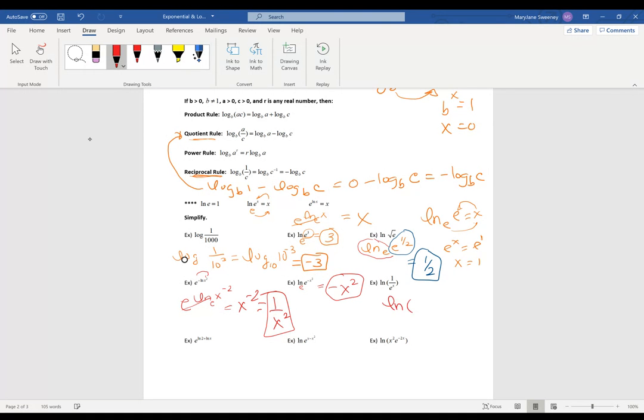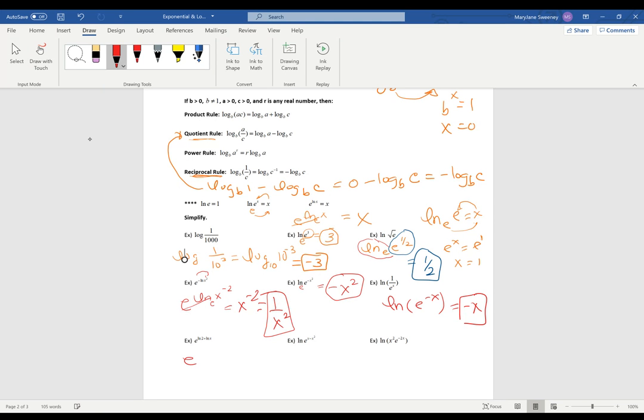This is ln of e to the negative x, right? 1 over e to the x can also be written e to the negative x, because you're flipping the e to the x up, which means the exponent gets negated. And then ln and e cancel each other out, because ln is a log with base e. This is a power with a base of e. So they cancel each other out, and we just have negative x.